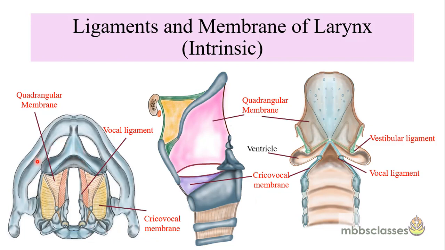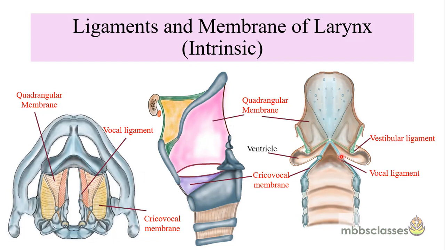So we can see in this image that this pink one is the quadrangular membrane that arises from the lateral margin of the epiglottis and continues up to the arytenoid, and this one is the cricovocal ligament. It starts from the upper part of the cricoid cartilage and has a free upper end at the level of the vocal ligament.